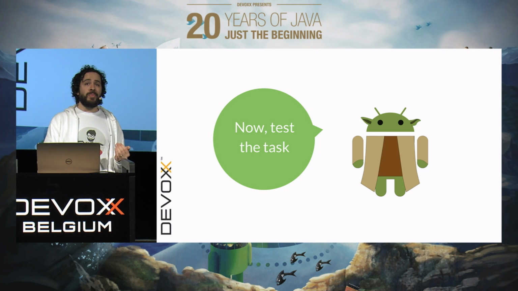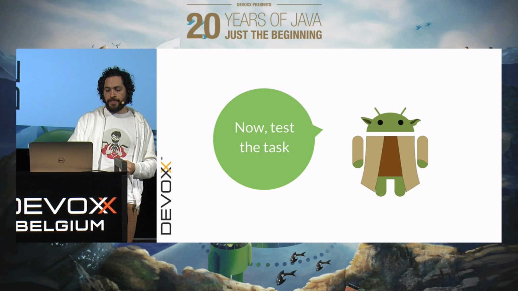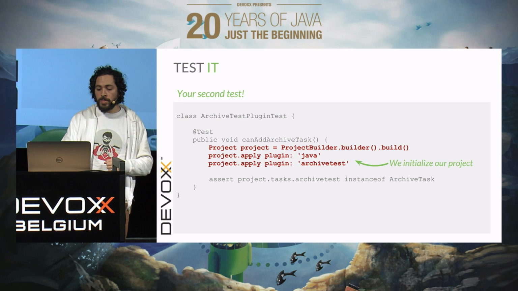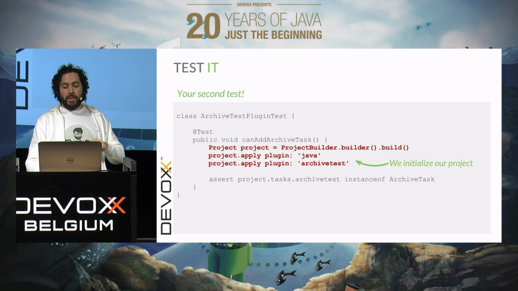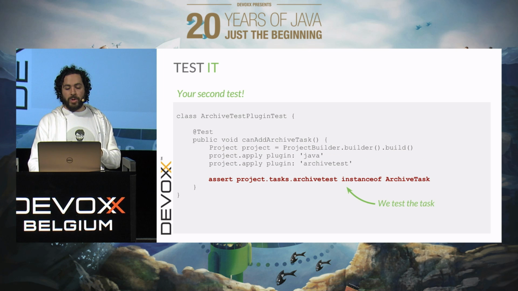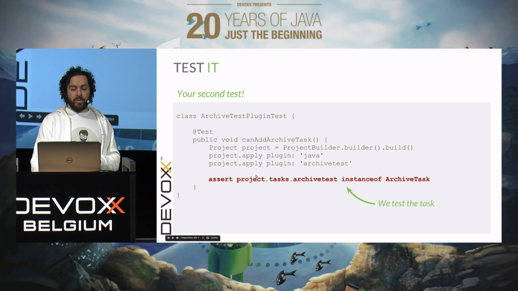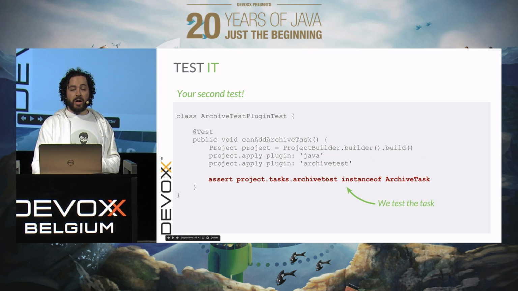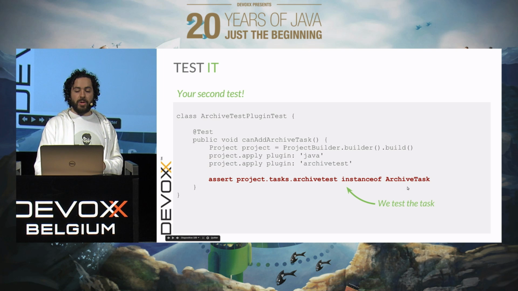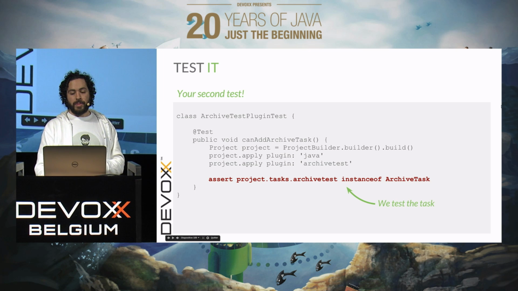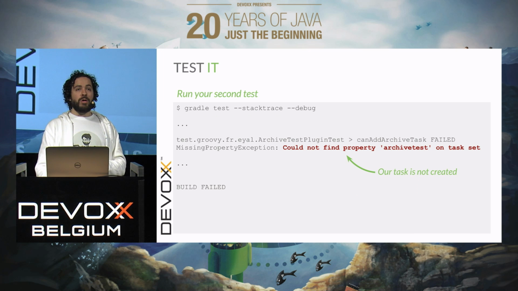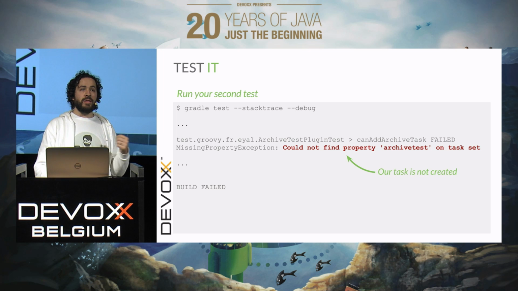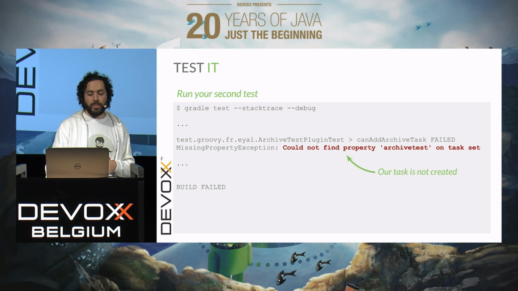Okay. So next step, we want to test our class, our task. So we stub our project the same way as before. And then what we are doing is that we get the task of the project, we get the archive test task, and check if it's the good type also. And when we run it, we just figure out that our archive test is not accessible on the task graph, and it's not accessible for our project.